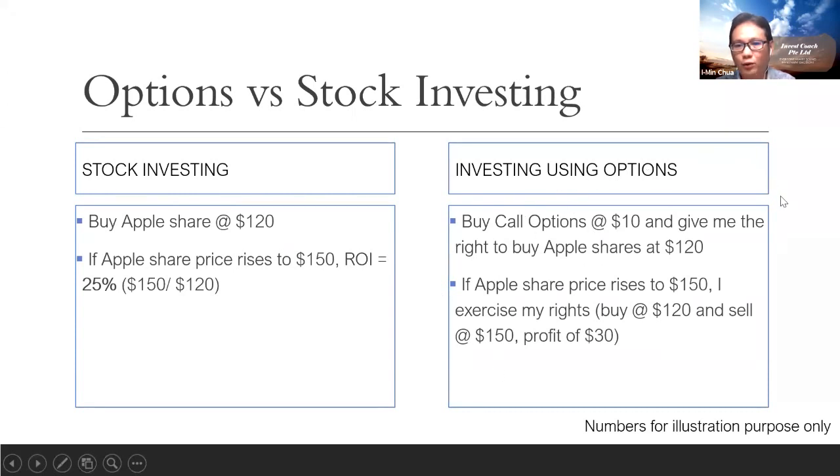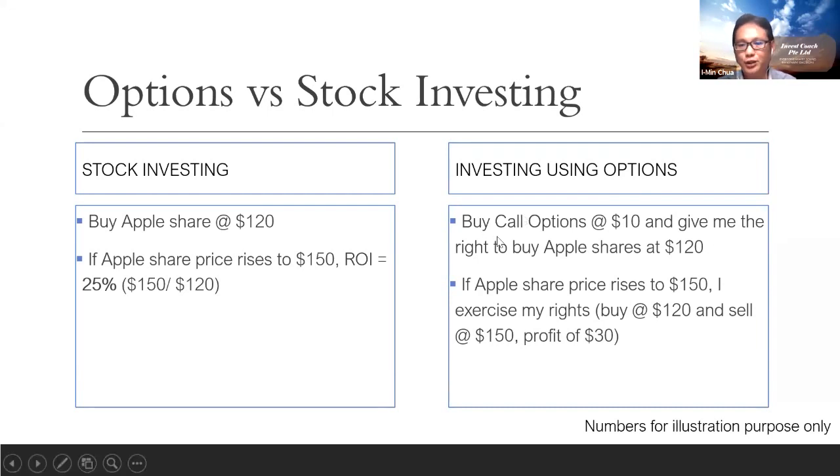And give you the right to buy Apple share at 120. So what it means is this: Seong Yo is actually willing to sign a contract with you, saying that Seong Yo is willing to sell Apple share to you at $120. So Seong Yo is obligated. You have the right to buy Apple share from Seong Yo at $120. So you have the right, Seong Yo has the obligation, and because of that, you actually give Seong Yo $10.